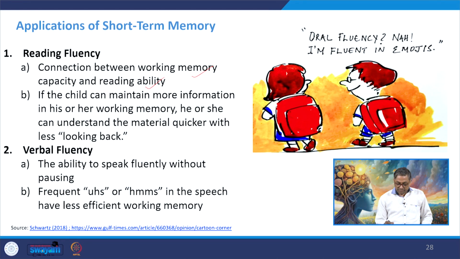So if a child can maintain more information in his working memory, he can understand the material quicker with less looking back here and there.